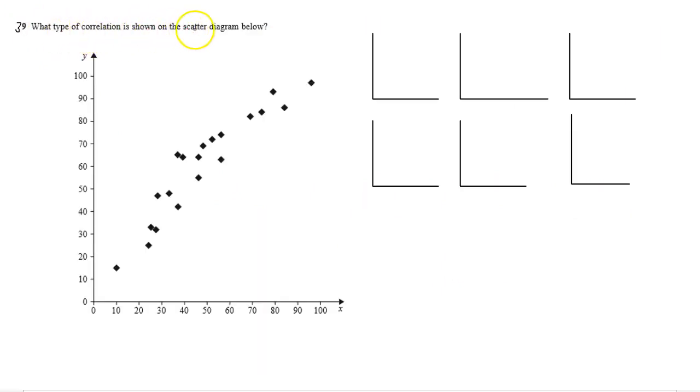What type of correlation is shown on this scatter diagram below? Now to know this correlation, let's look at some correlations. When there is no correlation, the points are like this. So there is no correlation. When the correlation is there but weak, this is a low correlation. When the correlation is like this, then we can say that this is a high correlation.